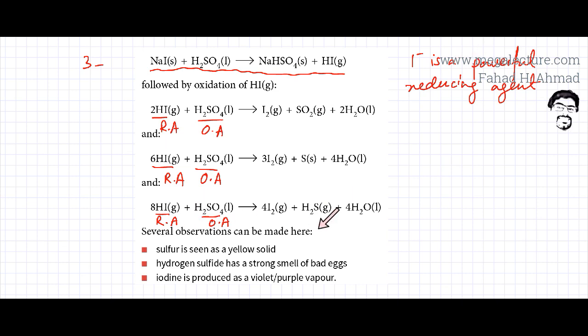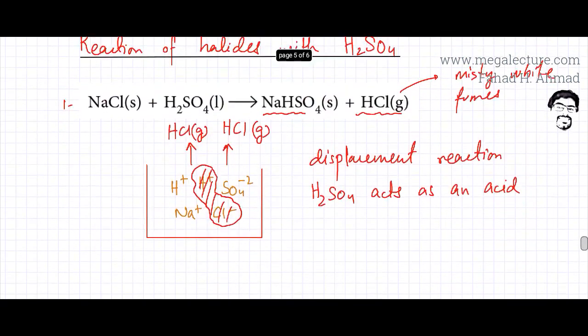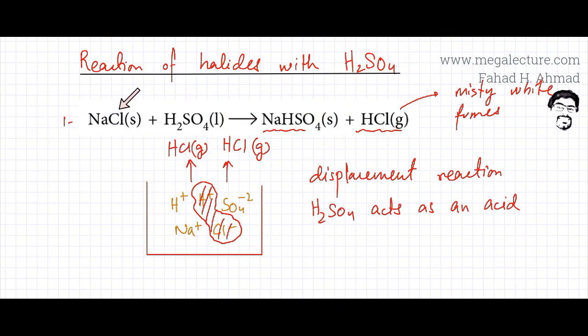Now, several observations can be made here. Sulfur is seen as a yellow solid, hydrogen sulfide has a strong smell of bad eggs, and iodine is produced as a violet purple vapor. So you can write three different observations for this particular reaction. I'm going to quickly go back and give you a brief overview. We started off with NaCl. Cl-1 was a pretty bad reducing agent. It wasn't a very good reducing agent. So with sulfuric acid, only a displacement reaction happened.